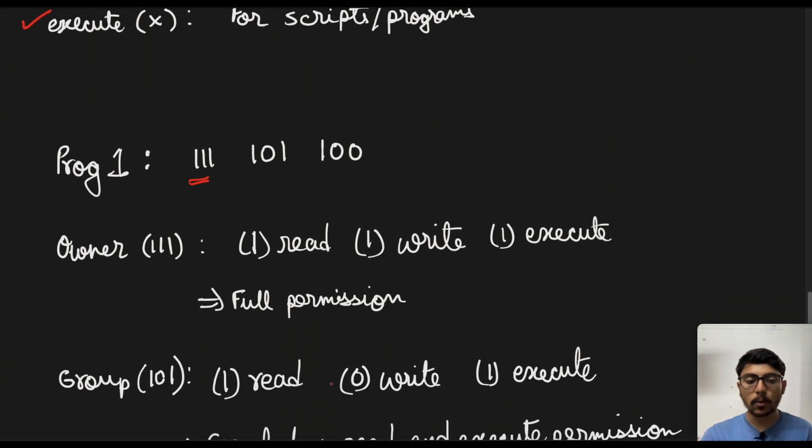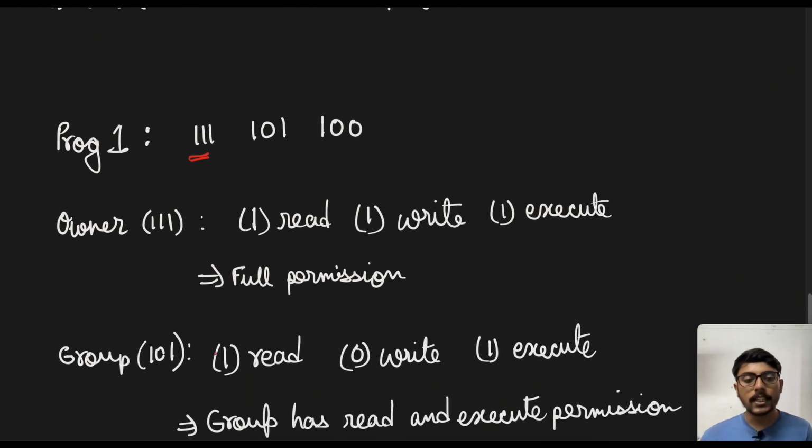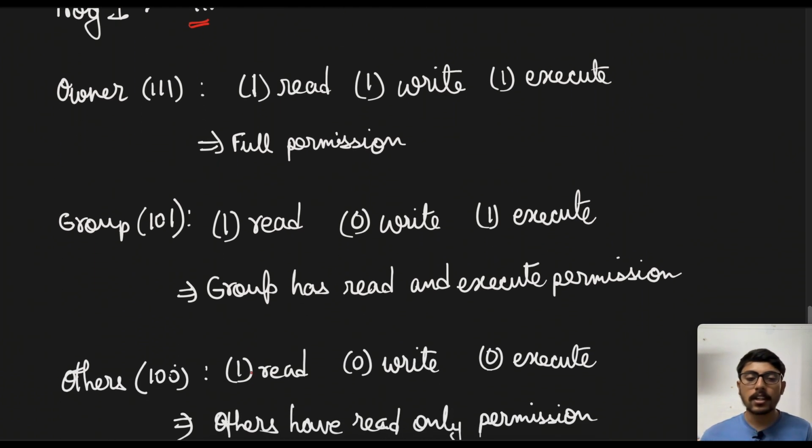Next we come to the group. In group we see that the read bit is set, the write bit is unset, and the execute bit is set. This means that the group can read and execute the program, but does not have the permission to basically edit the program. It's simply like having a C program, and we can read the program and we can execute the program, but we cannot edit it.